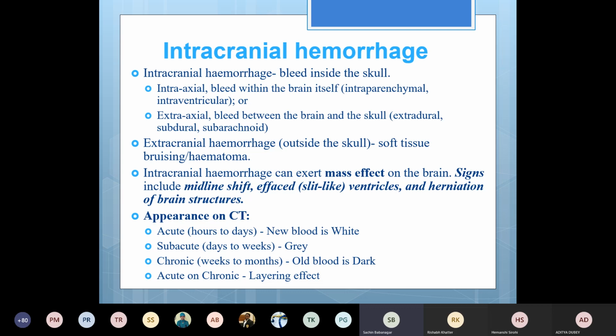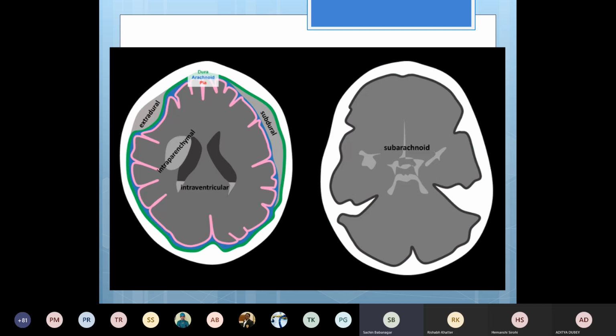And the duration of the bleeding is, if it's acute, a few hours to a few days. And then it will be very bright, dense blood on CT. And subacute means a few days to a few weeks. That can be a little similar to the brain parenchyma in appearance. And chronic will be like the CSF, very, very dark, just like any other fluid. And acute on chronic is when you see some bright area on a dark area. So we will see all this.